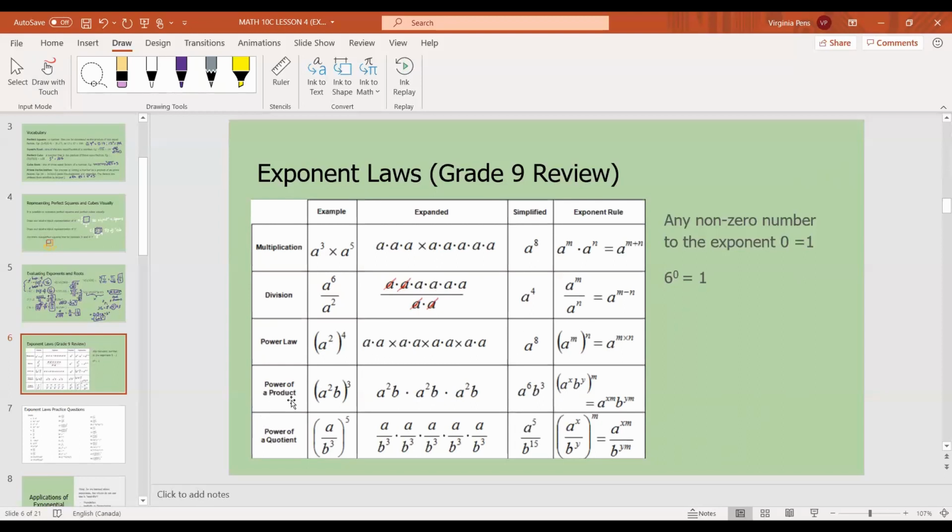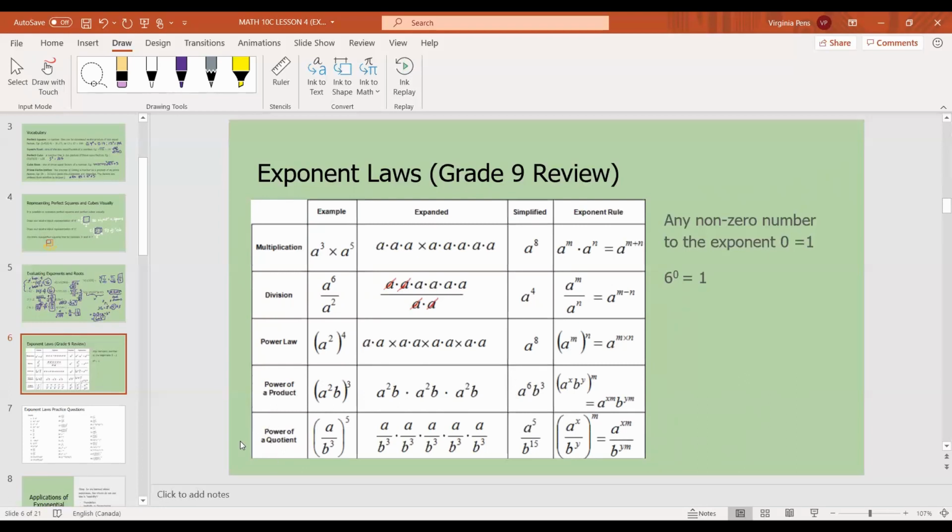And for a power of a product, it's kind of the same idea as the power law over here, except we have two variables that are being put to a power instead of one. So a squared times b times a squared times b times a squared times b is just a to the 6 times b to the 3, because you count up all of these different variables, right? You can conclude this is the power law, or the power of a product law.